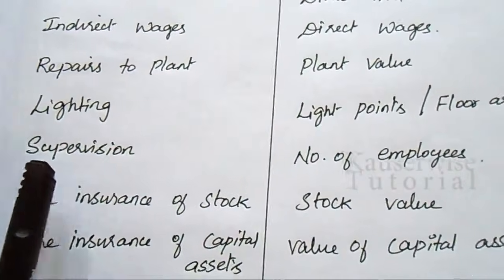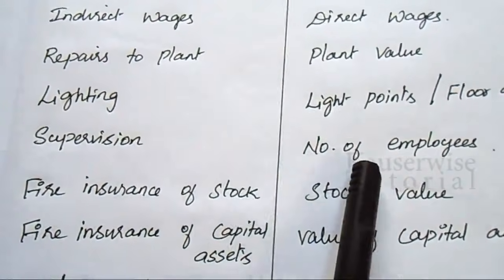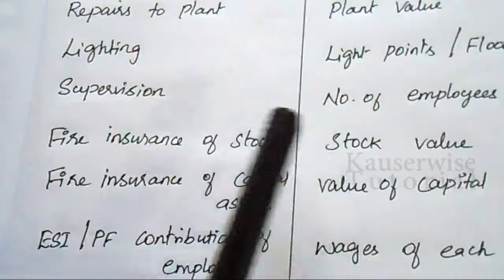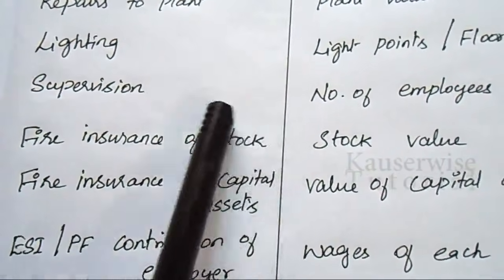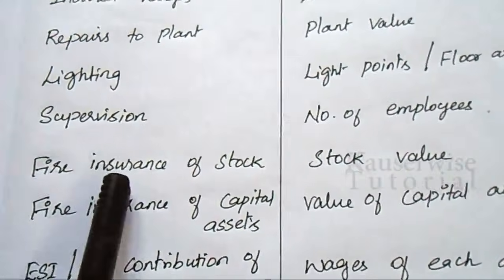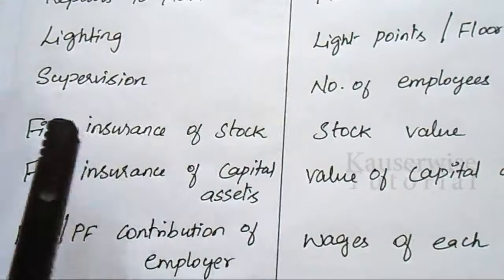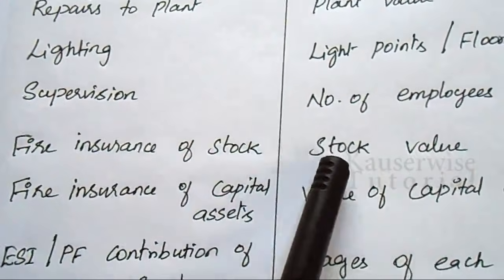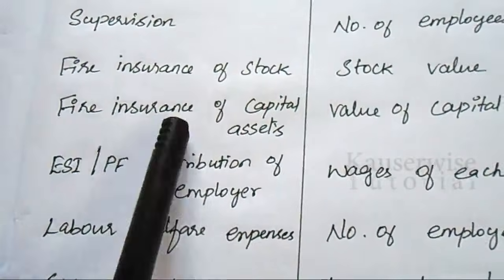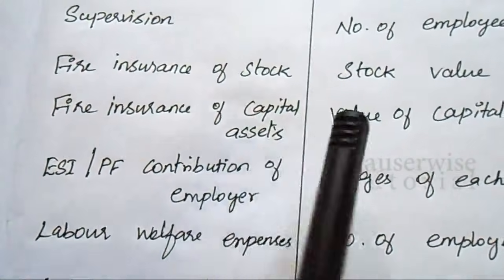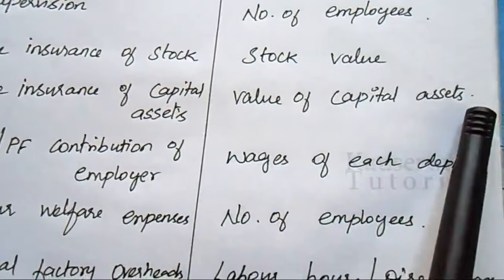Then supervision. Usually this expense will be apportioned based on the number of employees in each department. Then fire insurance of stock. Usually organizations take fire insurance against the risk of fire, so this will be distributed based on the stock value of each department. Then fire insurance of capital assets will be apportioned based on the value of capital assets.